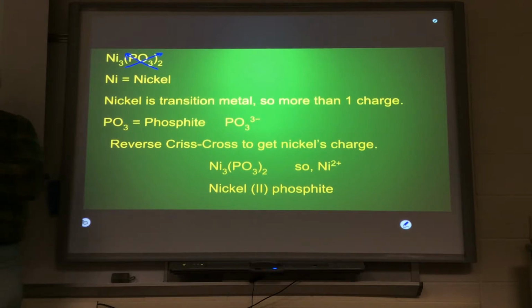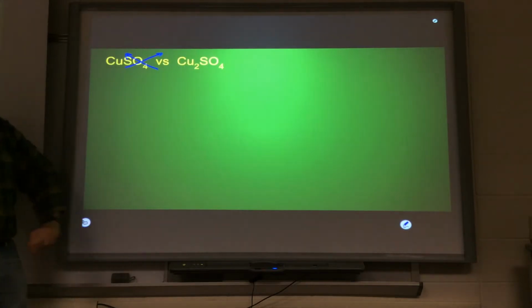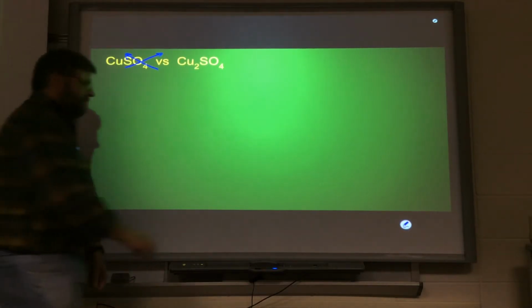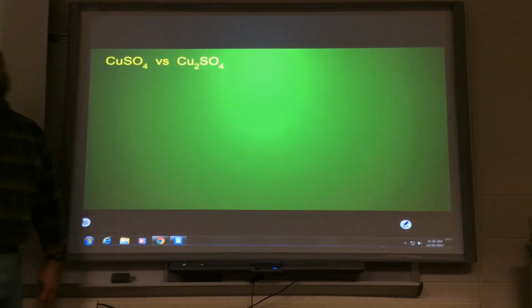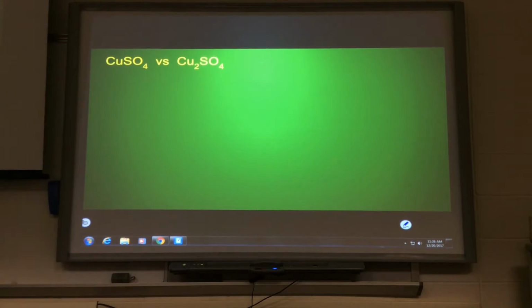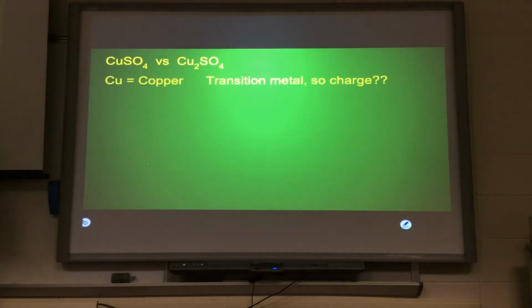Any questions on that one? All right, last ones to talk about. So we got CuSO4 and Cu2SO4. So let's take a look at those. Copper is a transition metal, just like nickel. It can have more than one charge.